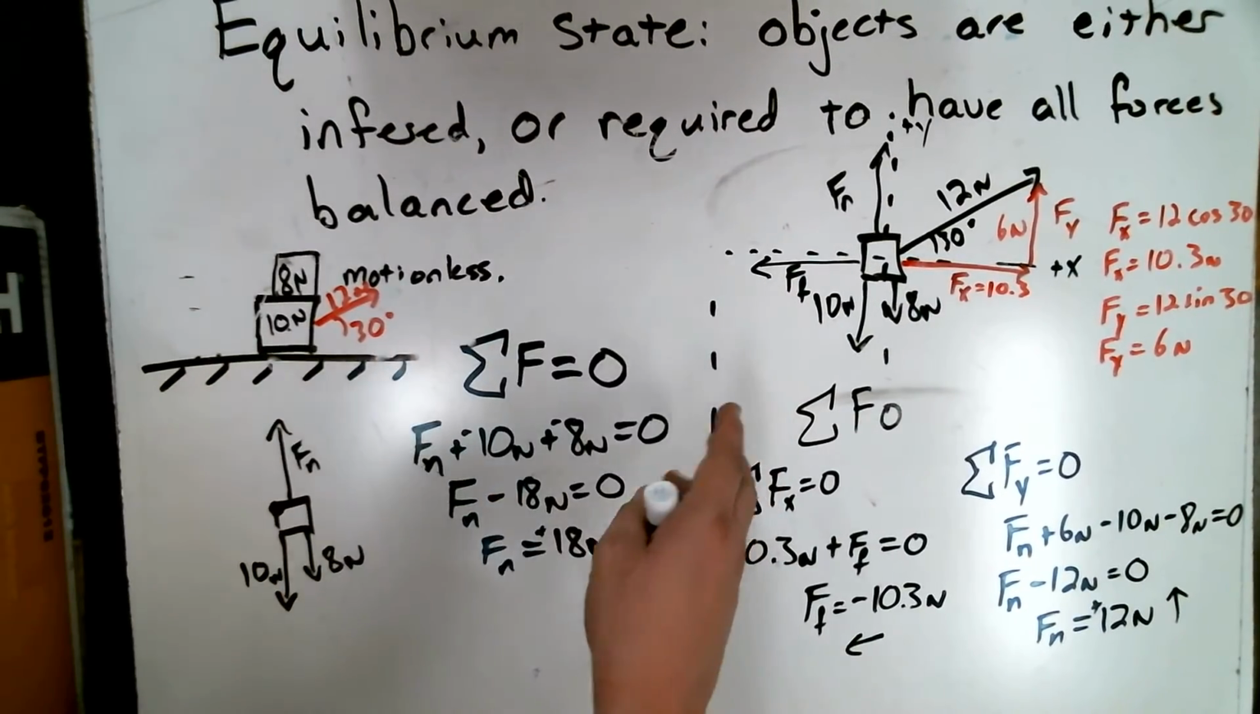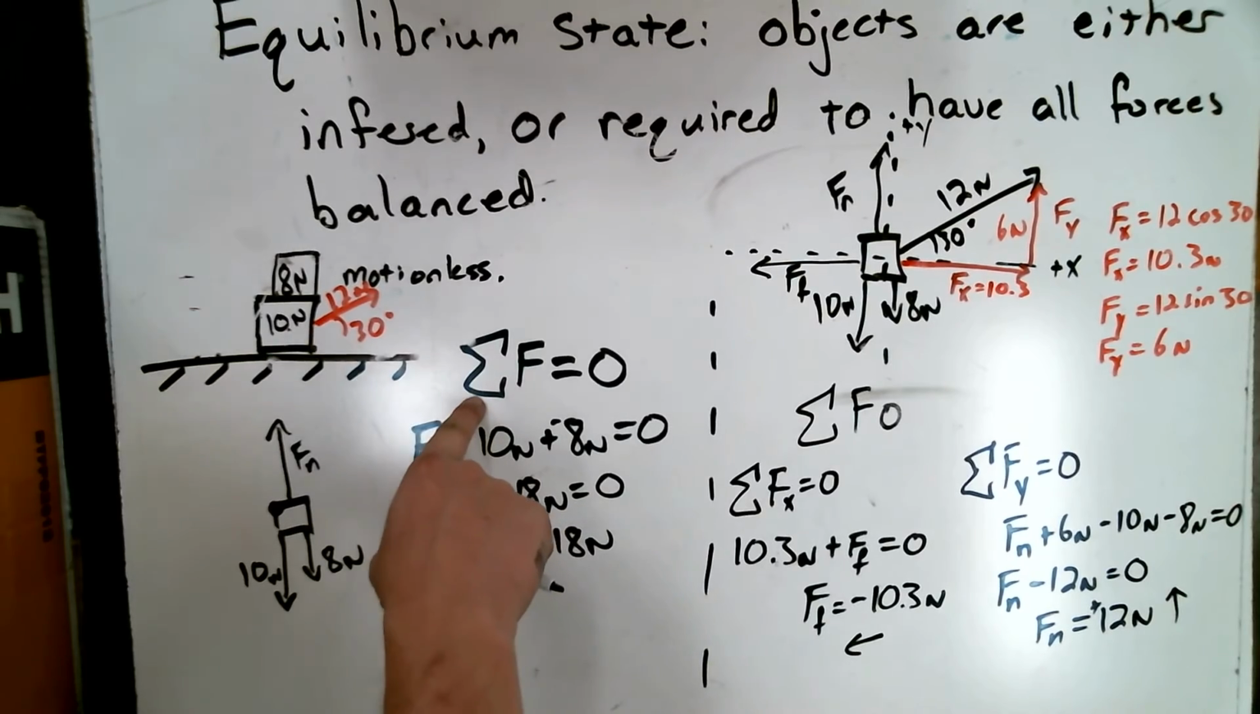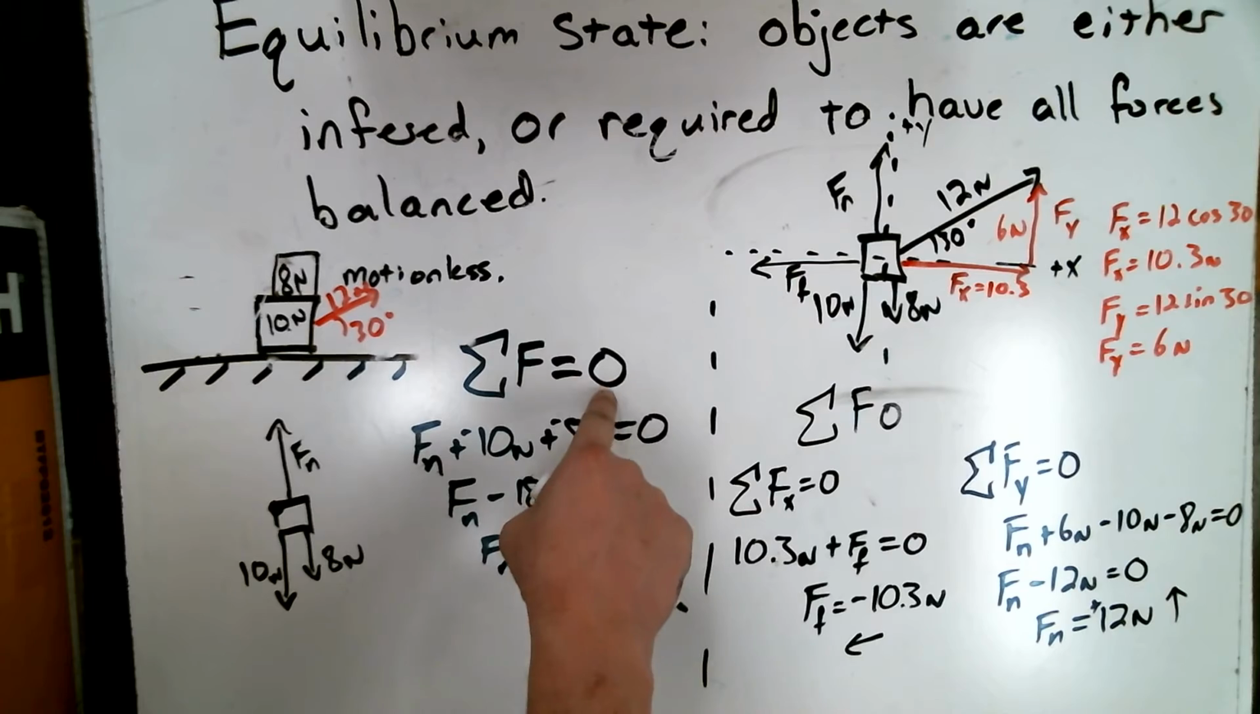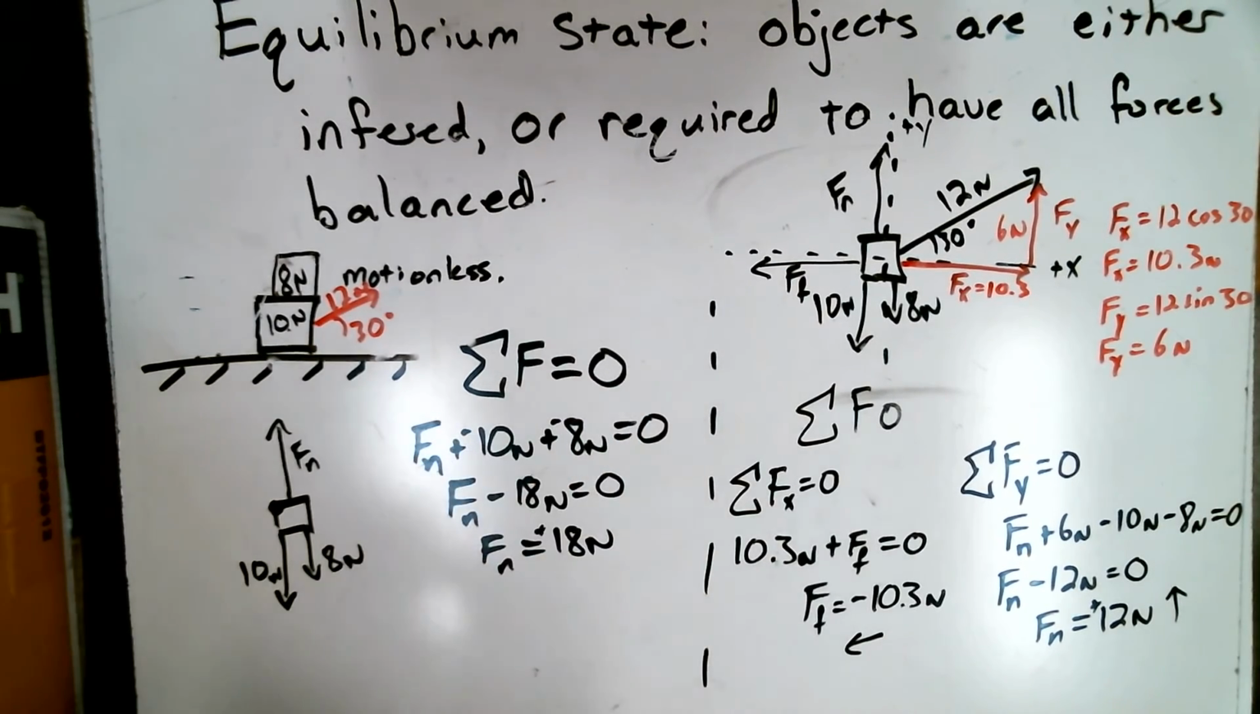So an equilibrium problem is just using the net force equation and definition. However, we are requiring it to be 0 because the motion is not changing. The forces are required or inferred to be balanced.